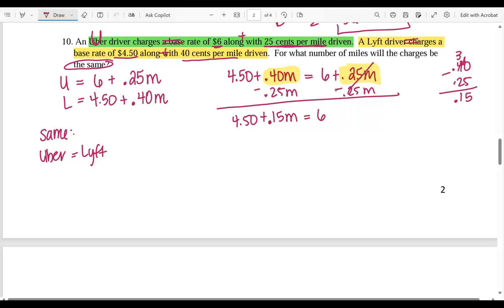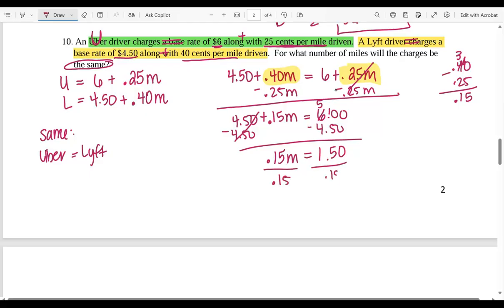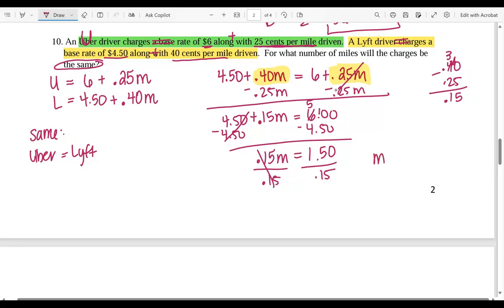Now that M is in a single spot, I'm going to subtract 4.50 to the other side, leaving me with 0.15M equals, borrow, 0, 5, 1. And divide by 0.15 on the other side. Having to play with those decimals a little bit. So if you don't remember those or you have questions on it, make sure you reach out.